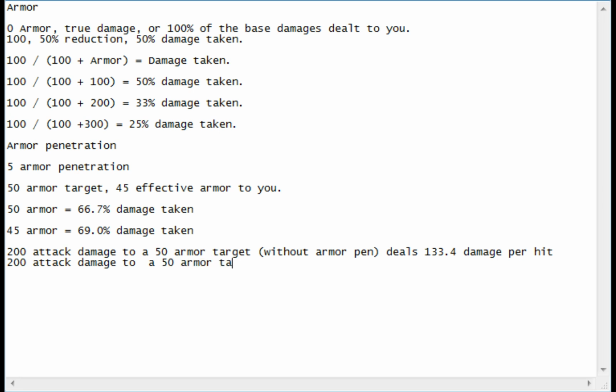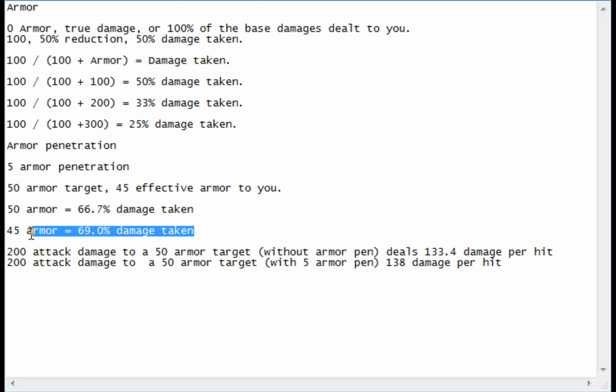200 attack damage to a 50 armor target. I'm sorry, I'm having trouble typing today. With armor pen, will now deal 69%, or will deal 138 damage per hit. Now, looking at these two values, they're a little bit different, but it's really not too big a deal. But it is a significant amount.